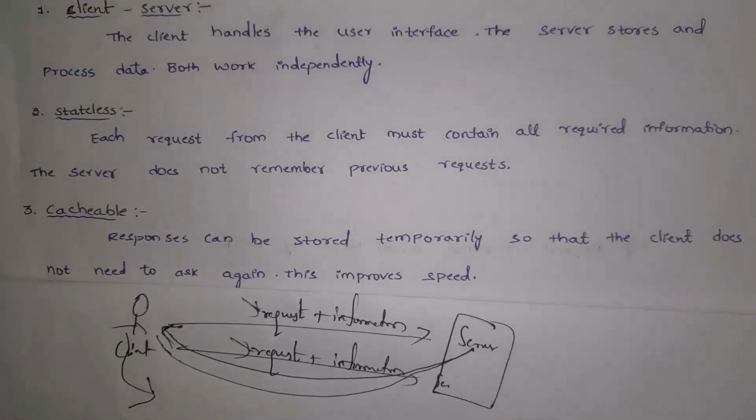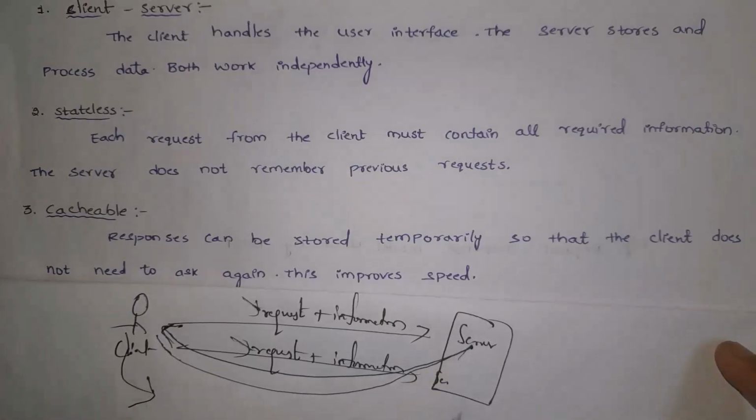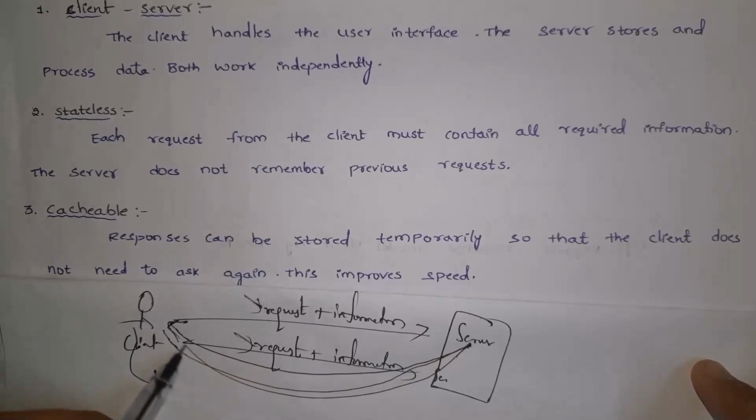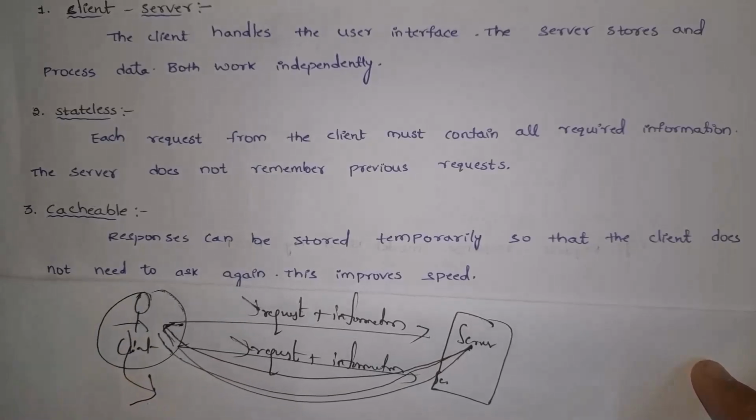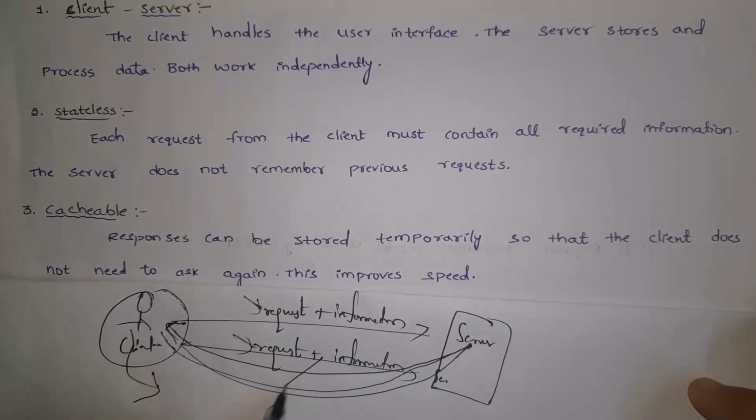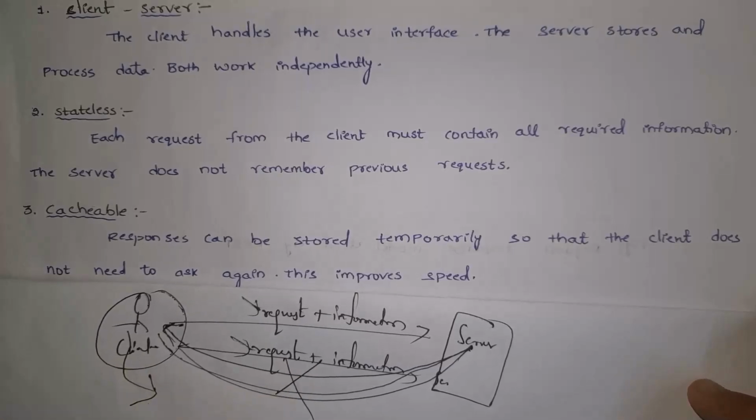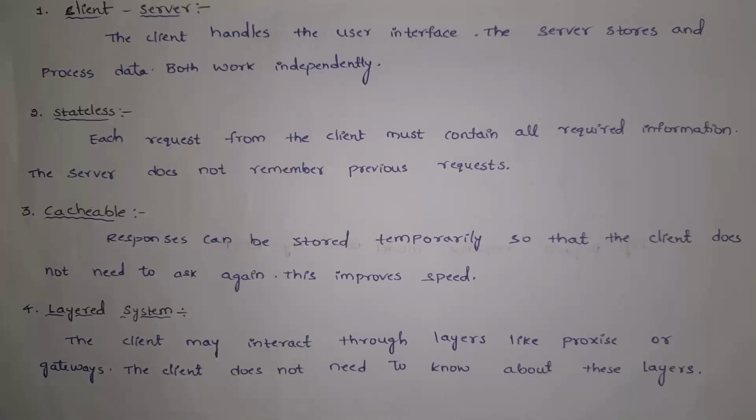Third one is cacheable. Whenever the server provides a response to the client, the client will store that response in temporary storage. We call the temporary storage cache memory. So the client need not ask the server again, as the data is already stored in cache memory. And the fourth one is layered system. Guys, in a REST-based API, the client will interact through various layers like proxies, gateways, etc. And the client need not know about all these layers.